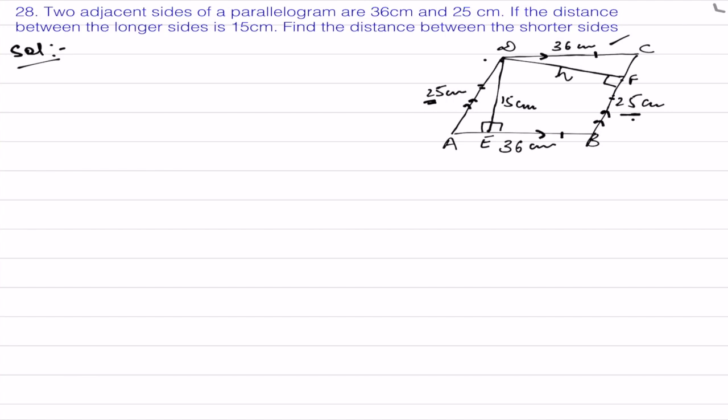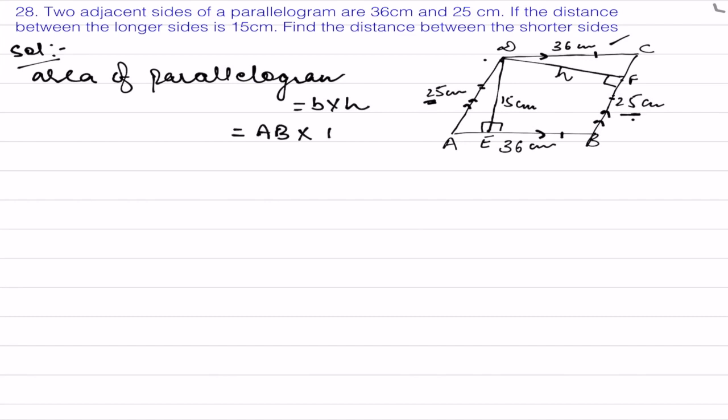So distance between the longer sides means the height between the parallel sides. So I have taken it as here DE is the distance between the parallel sides, which is given 15 centimeter. So the distance between the shorter sides will be DF. So area of the parallelogram formula we will use directly. Area of parallelogram is base into height. If I take AB as a base, the height will be the distance between these two parallel sides AB and CD, that is DE. So put the value 36 into 15.